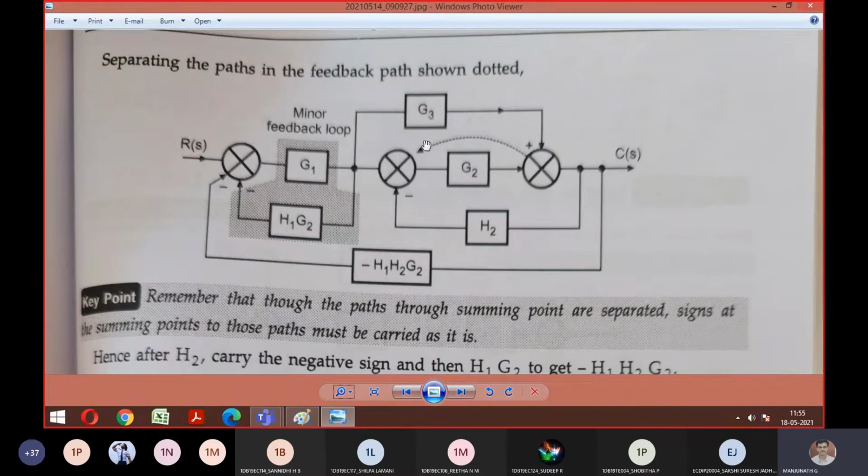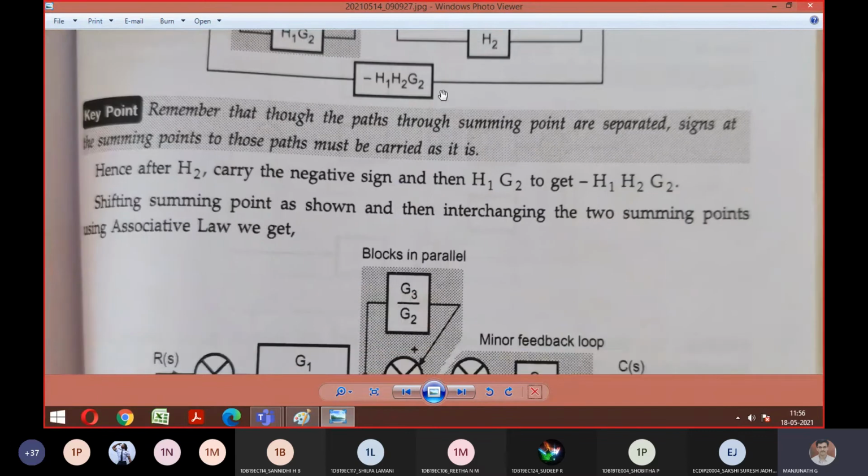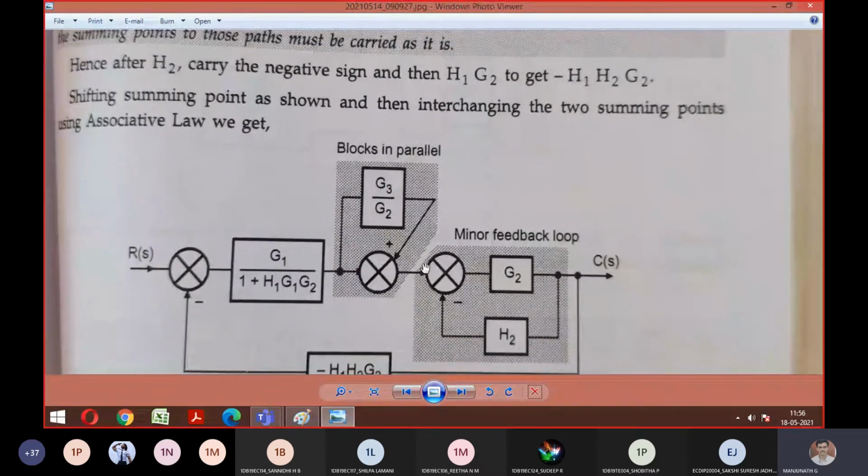But still we can't do anything because two summing points are together. There is a concept called interchanging of summing points that I taught you. Do you remember? Yes, sir. If we interchange like that, then this summing point with G3 is one category, and this summing point with G2, H2 is another category. So how does it look? Just observe the links carefully. Look here. This step is after interchanging the summing point.